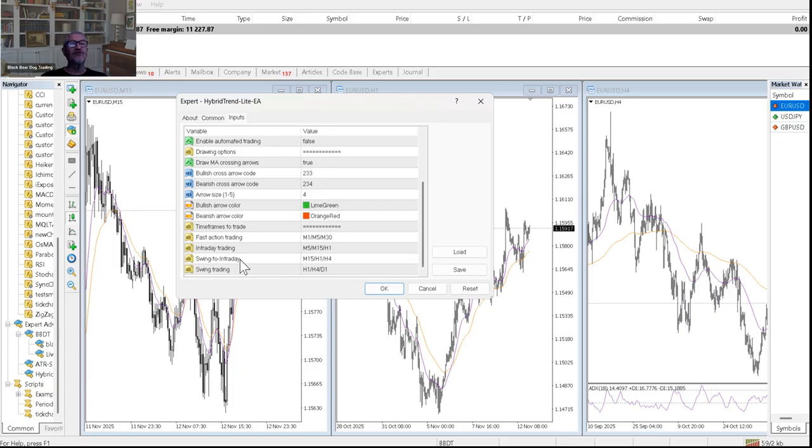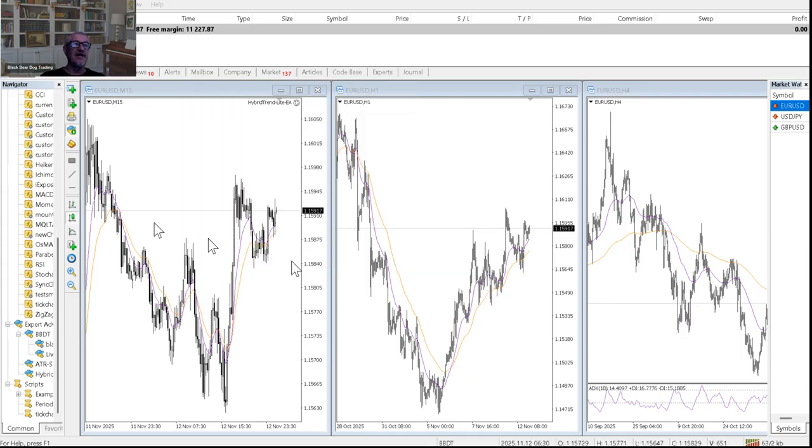If you want to do swing to intra-trading, which is what I am set to, then you use M15, H1, H4. And if you want to do swing trading, you use H1, H4, and D1. When you're done with that, merely click on OK. You're done. Close the little window.